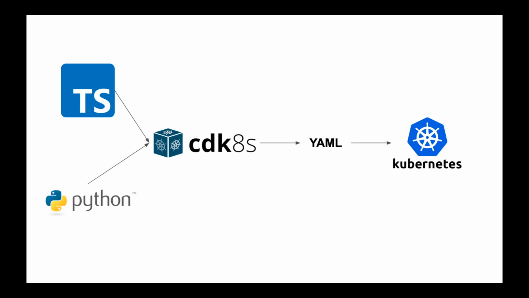cdk8s will then take that code you write and generate the corresponding YAML for you, at which point you can then use your standard Kubernetes tools to create those resources inside your Kubernetes cluster. Let me show you an example.